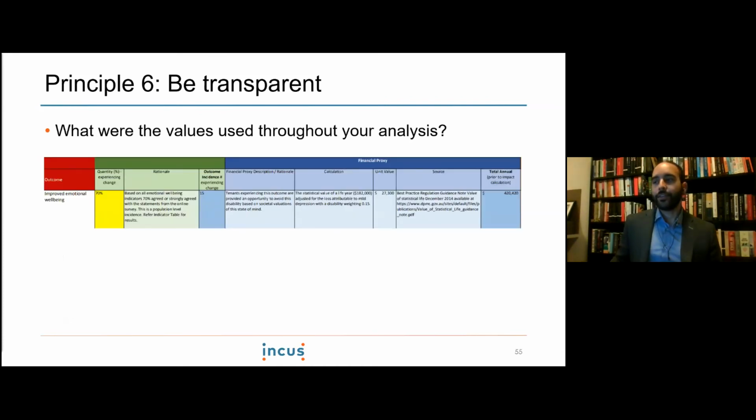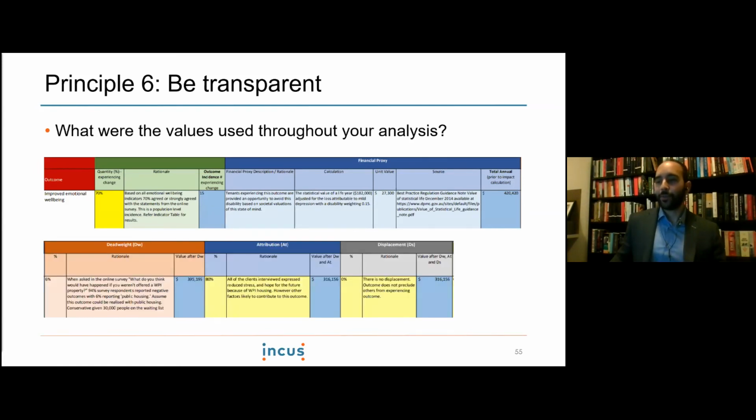And just to zoom in, if you can see that, that's just one line in that table. So it talks about that improved emotional well-being outcome, the number of people who experienced the change, the financial proxy that was used to value it, the amount of that change going forward, what they did with the counterfactual value, the deadweight value, the attribution value, the level of displacement, etc.